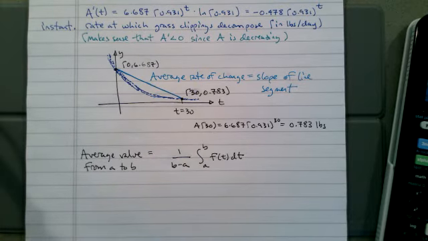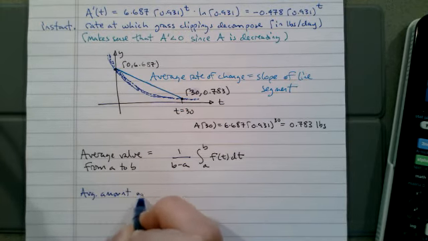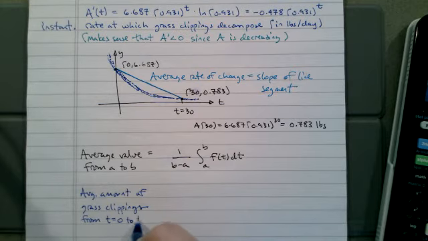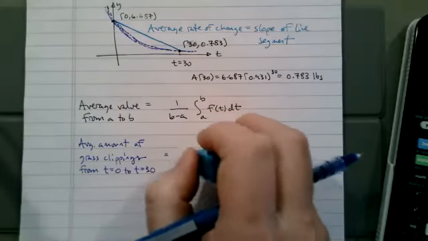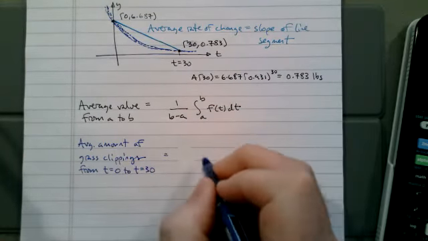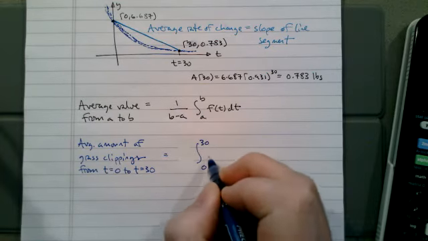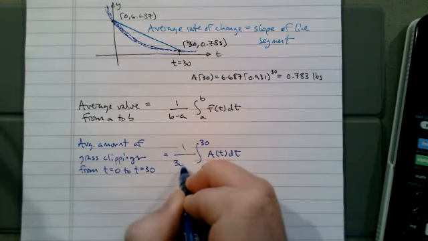So in this case, the average amount of grass clippings from t equals 0 to t equals 30 will just be the integral. Oops, I needed space before that. It's a little bit too aggressive with my integral writing. We'll integrate from 0 to 30 the amount of grass clippings and divide that by the number of days that have passed.